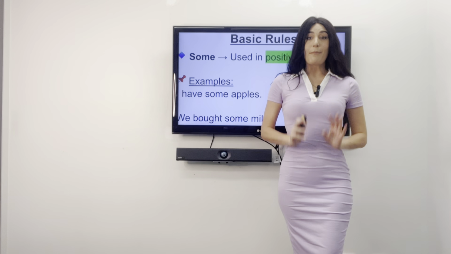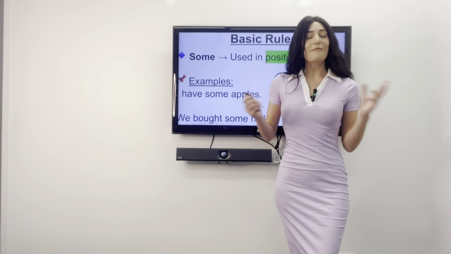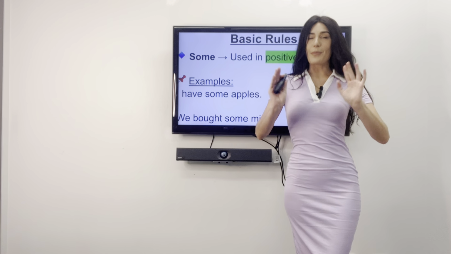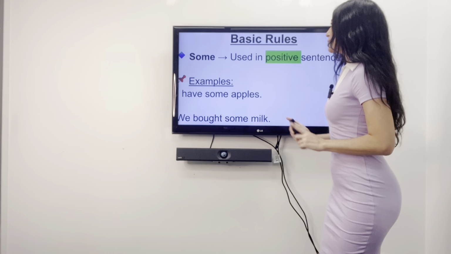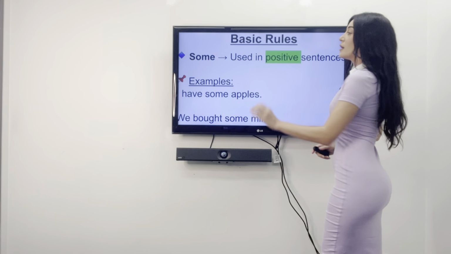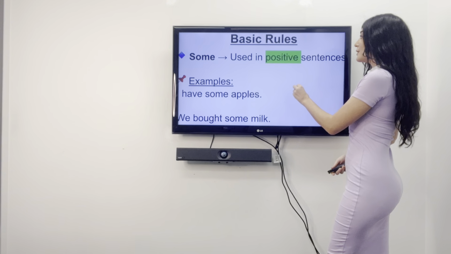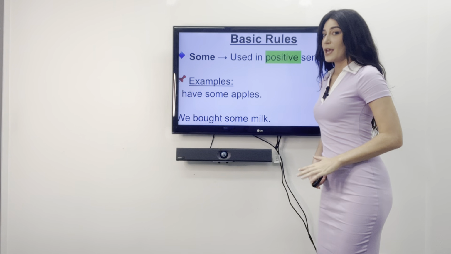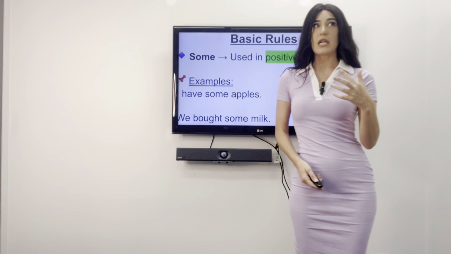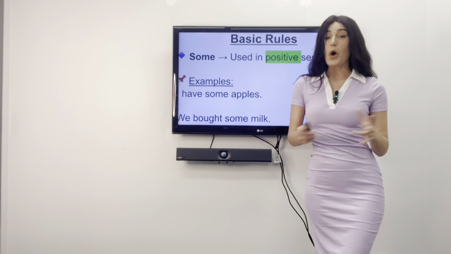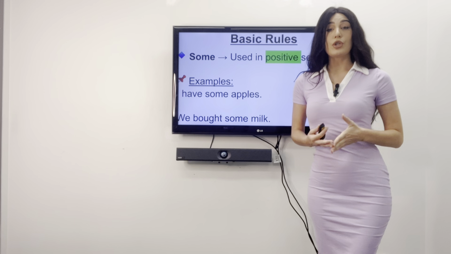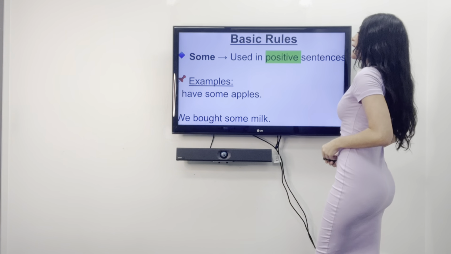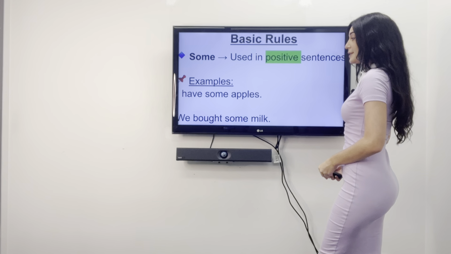Let's go over the basic rules. Now, remember, unfortunately, there are always exceptions, but let's just stick to the basic rules for now. So, number one, some is used normally in a positive sentence. If the sentence is sounding positive or it's not negative, then normally you would use the word some. So some is used in positive sentences.